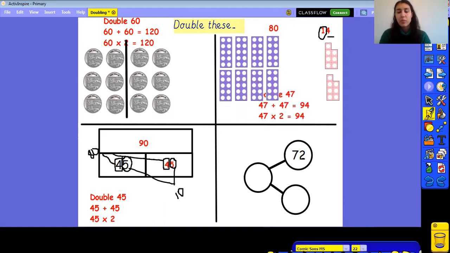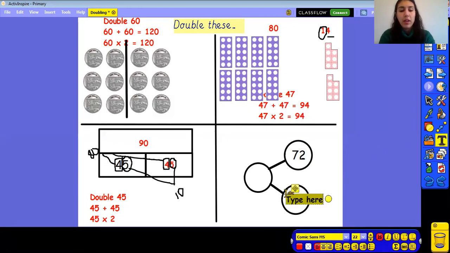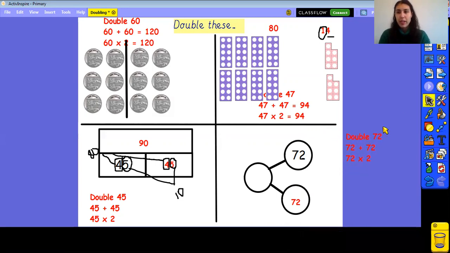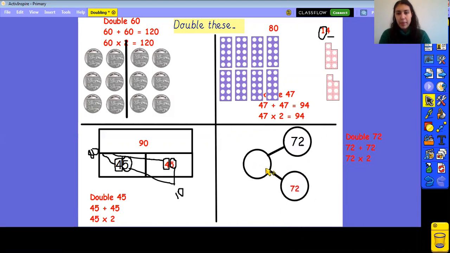There we go. Right, last one, our cherry model then. I've got one of my parts as 72. I know that my other part must be equal to it because we are doubling. So 72 doubled, we would say double 72 is the same as 72 add 72 or 72 2 times. Getting on to some really big numbers here. So let's have a think about how we would do it.